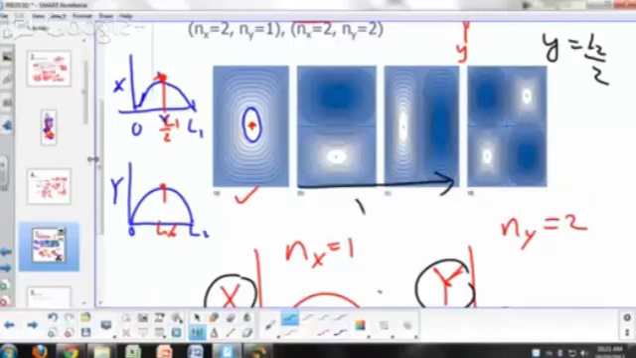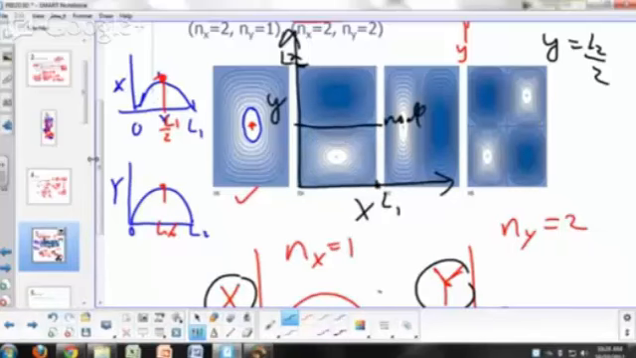Okay, so if that's your x-axis and that's your y-axis, this is L2 and this is L1. At y equals L2 over 2, you have a node. So this thing right here is a node. Notice your wave function crosses over.